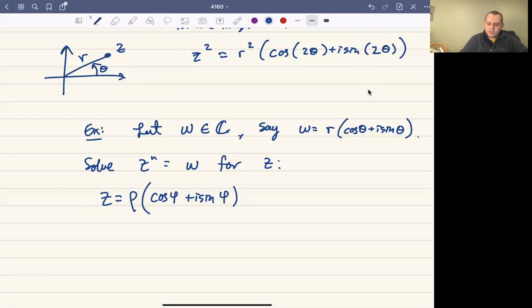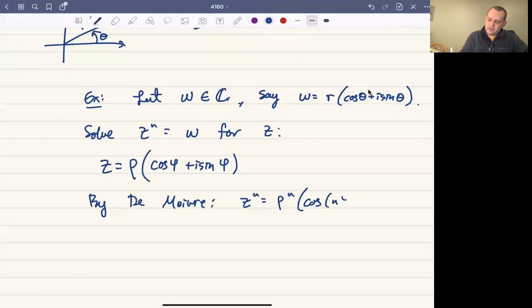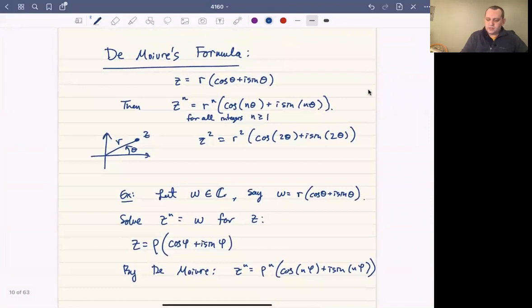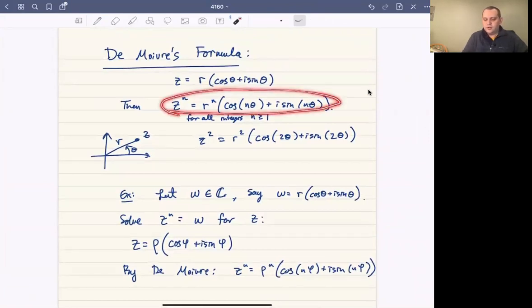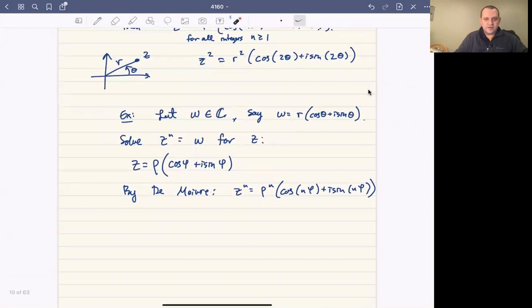What I want to do then is solve z to the n equals w. We know by de Moivre's formula that z to the n is nothing more than rho to the n times cosine of n phi plus i sine of n phi. Right? Just to zoom out here, that is precisely what de Moivre's formula says. If you take a number in polar form and want to compute powers of it, this is how you do it. So z to the n is equal to rho to the n times cosine of n phi plus i sine of n phi.